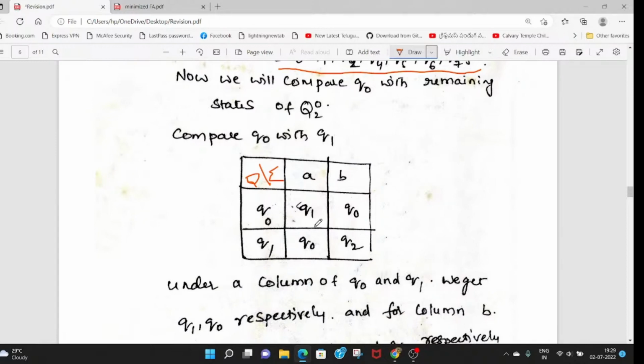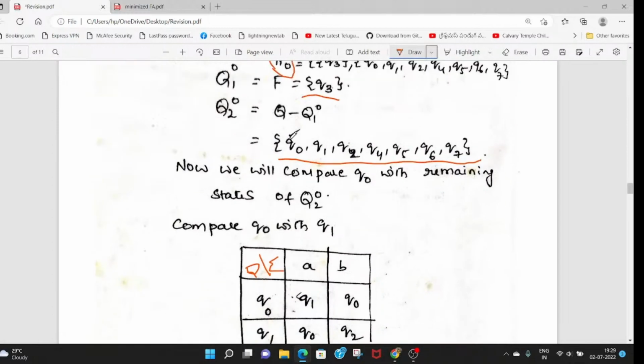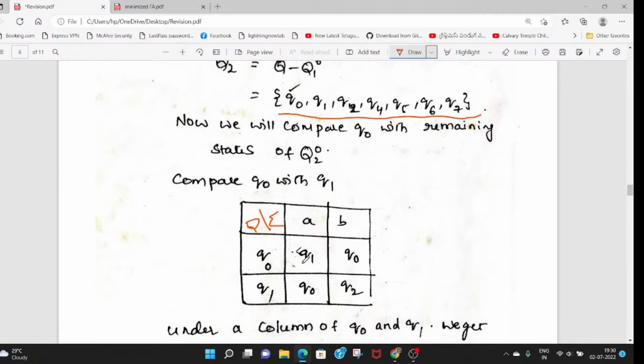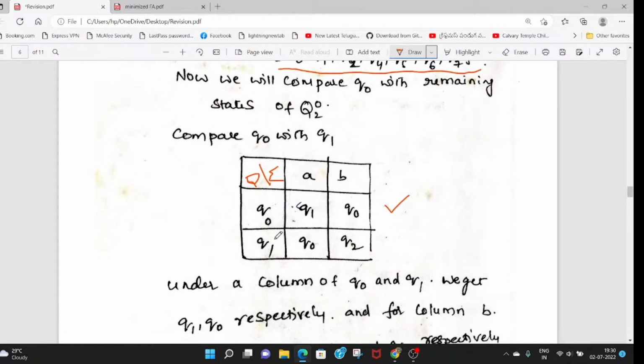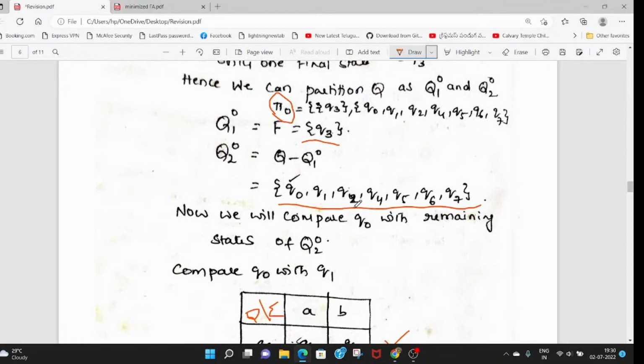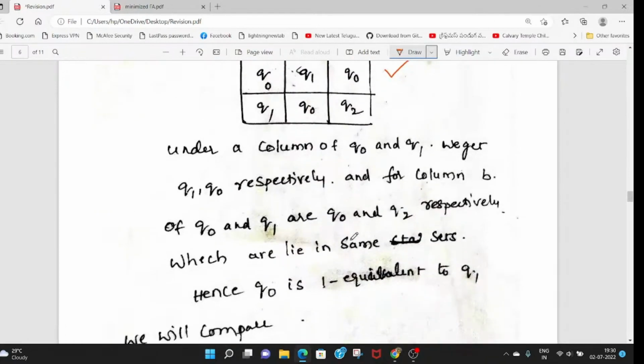For Q0, Q1 you get a combination, and you can find whether both are available in the same set or not. Yes, Q0, Q1 both are available in the same set, and Q0, Q2 is also available in the same set. So for the next level, I'm constructing Q. This Q0 and Q1 is grouped together, I cannot separate them from the group, so I can include Q0, Q1. The same thing I can continue for Q0, Q2.